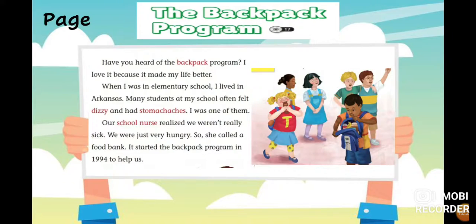Yes? Okay. This one is the main idea of the program: it gives hungry kids backpacks with food in them. Okay, so let's see. Now we pass to the reading. This is on page 53. The backpack program. Have you heard of the backpack program?